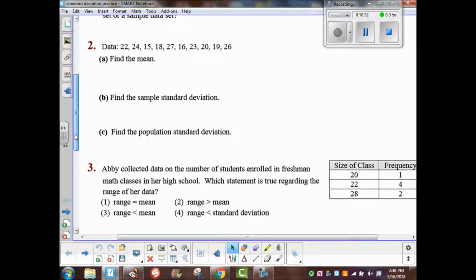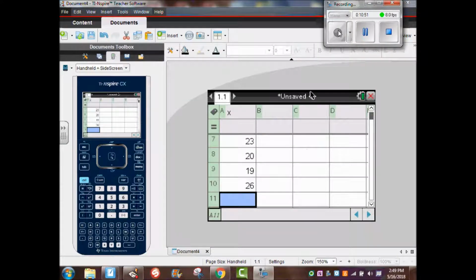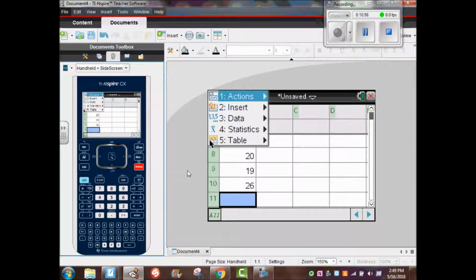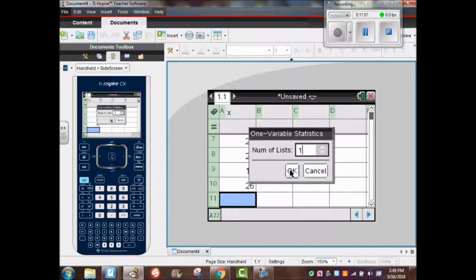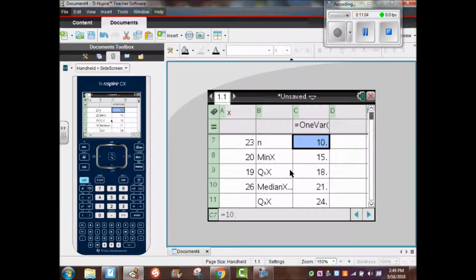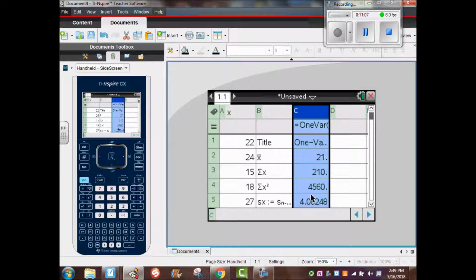With the calculator. So go ahead and enter your data for number 2 into the calculator. Find the mean, sample standard deviation, population standard deviation. So mean, x bar, sample standard deviation, sx, population standard deviation, sigma x. You should have 10 data points in your lists and spreadsheets. Menu, statistics, stat calculations. Again, we only have one variable, one list. I think it already gave me my information.